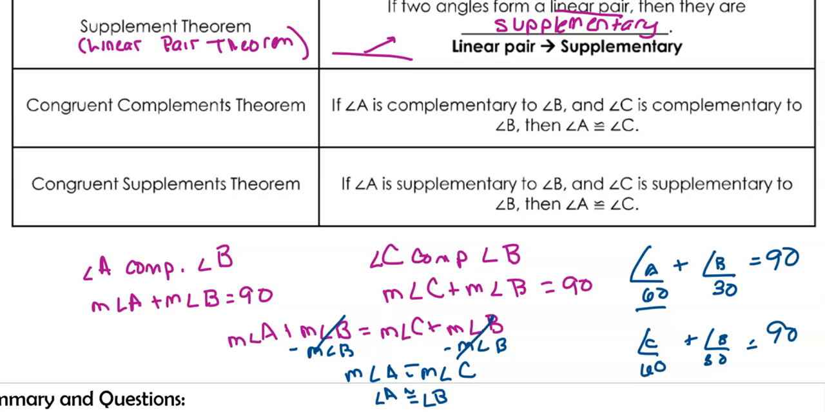It just means that if they're complementary to the same angle or supplementary to the same angle, then they have to have the same measurement, and that means they have to be congruent. Make sure that you are familiar with the vocabulary that has been used in this video and read through it again if you need to.